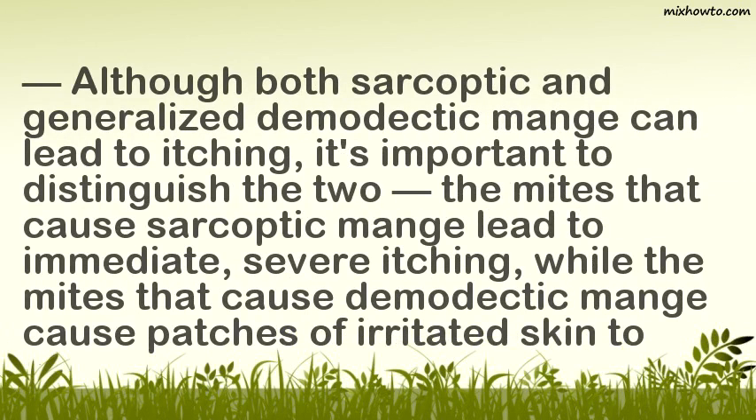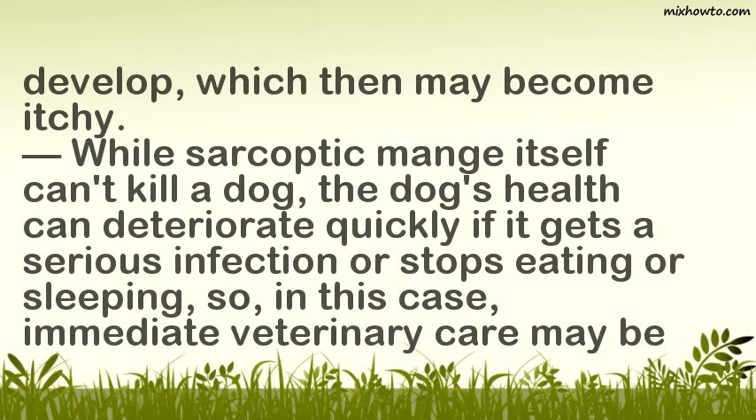Although both sarcoptic and generalized demodectic mange can lead to itching, it's important to distinguish the two. The mites that cause sarcoptic mange lead to immediate, severe itching, while the mites that cause demodectic mange cause patches of irritated skin to develop, which then may become itchy.